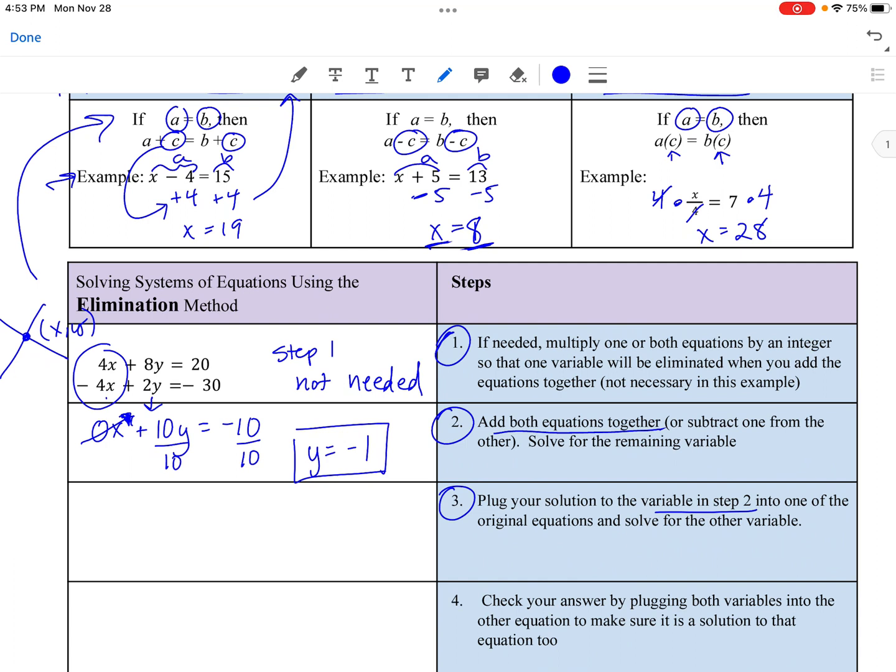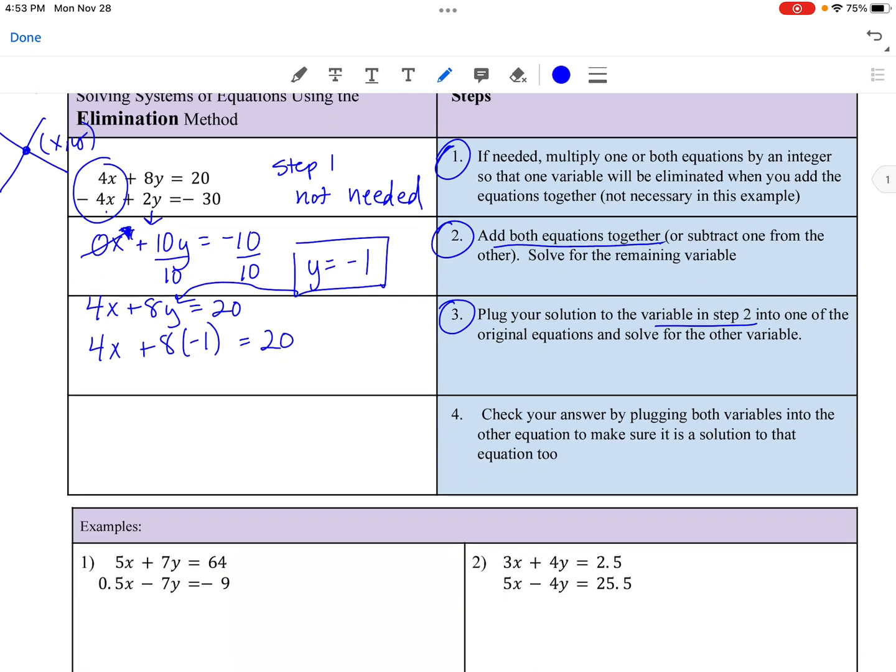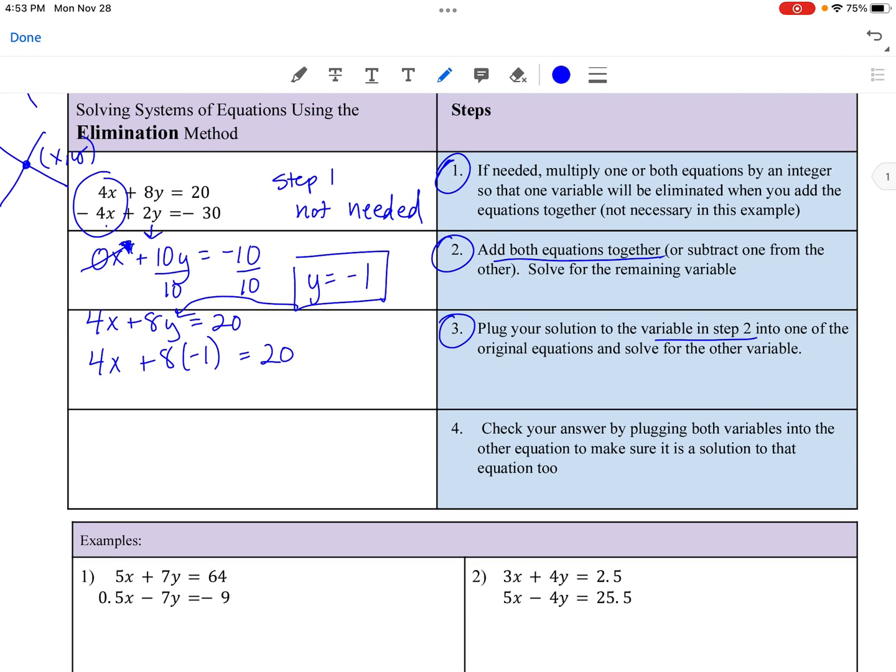So I'm going to take this first equation. You could do either one, it doesn't matter. And I'm going to plug y into that equation. So I have 4x plus 8. Now instead of writing y, I'm going to plug in what my answer is for y. And this is helpful because now we only have one variable to solve for. We can solve for the x.